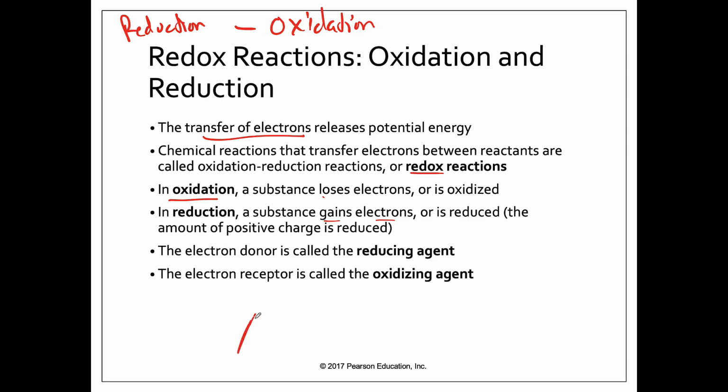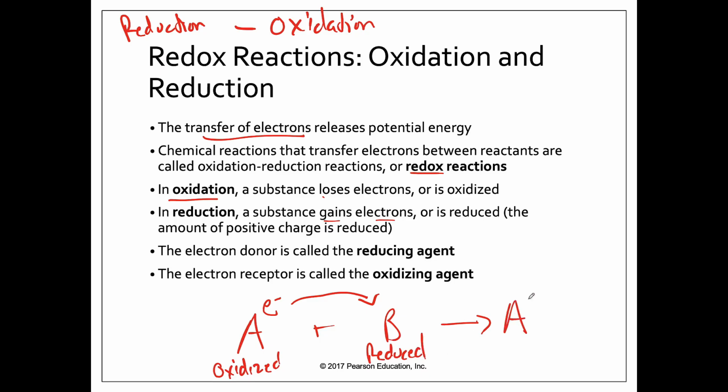So we might have two chemicals, chemical A and reactant B. And what's going to happen is maybe an electron is going to be transferred from one to the other. Chemical A, who loses the electron, becomes oxidized. And chemical B, who gains the electron, becomes reduced. So we'll end up with A with a positive charge and B with a negative charge.